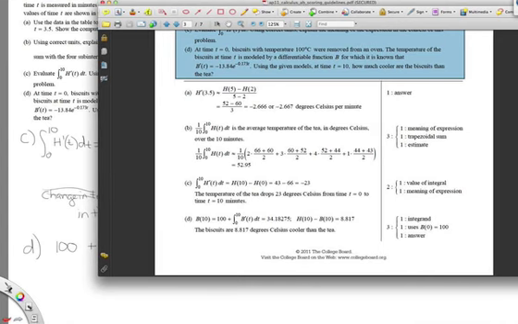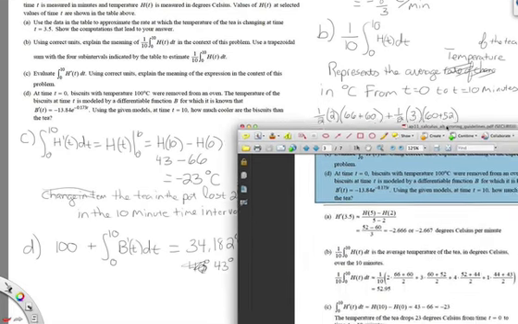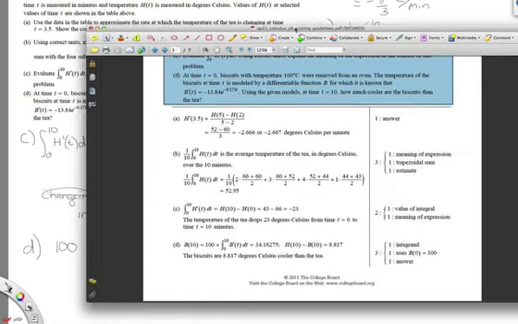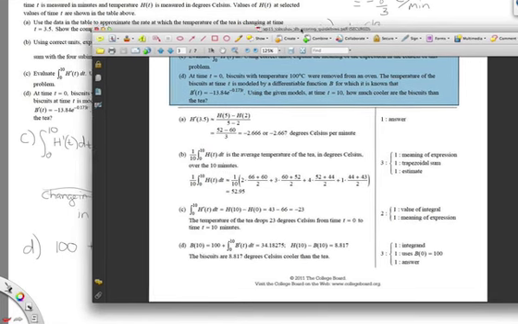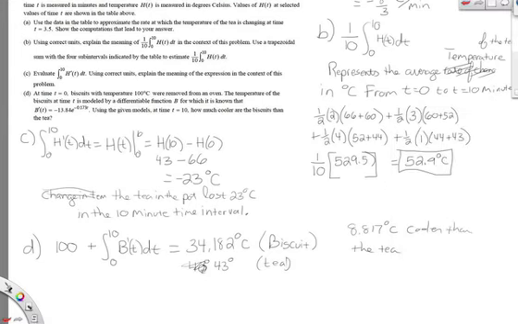And negative 23 is what we got. The temperature drops 23 degrees from time 0 to time 10. We said the temperature of the tea lost 23 degrees. That seems good. And then 8.81 degrees cooler. And that's what we got. Okay, this is the end of video 2.